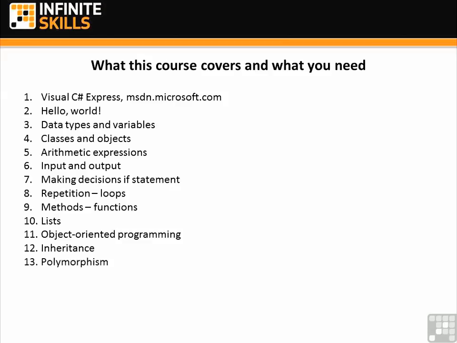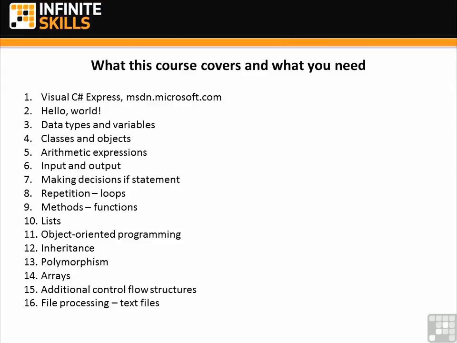After inheritance, we talk about polymorphism. Polymorphism is kind of a benefit of inheritance where we can use the same method name with several different objects and have the compiler figure out which method to call. After polymorphism, we're going to talk about another data structure in C#, and that's the array. Following arrays, we're going to talk about additional control flow structures in C#, other ways to do decision making and repetition primarily. After that, we're going to talk about text file processing.